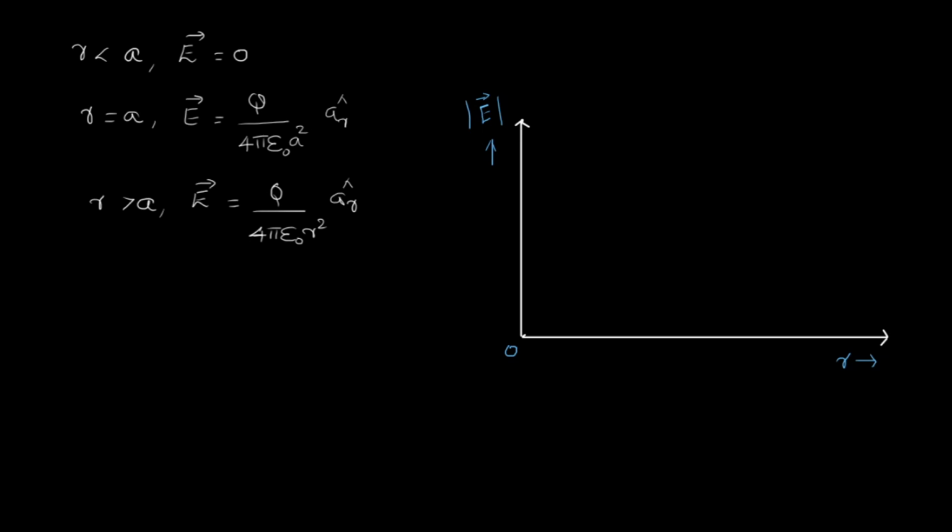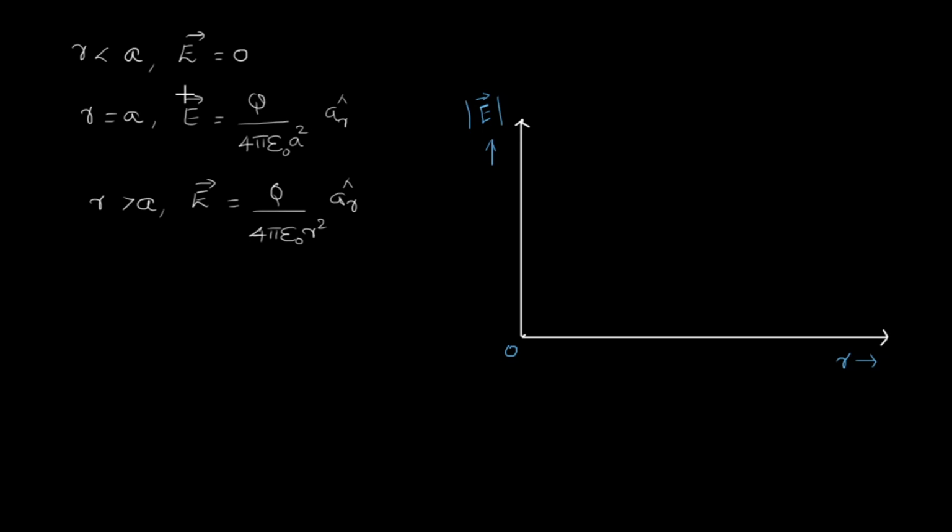So, these are the mathematical expressions we got for three cases. When r is less than a, 0; when r is equal to a, this value; when r is greater than a, this value. So let me try plotting this E versus R graph. The vertical axis I will consider as the magnitude of E, and the horizontal axis I will consider as the radius R of the Gaussian sphere, and origin 0.